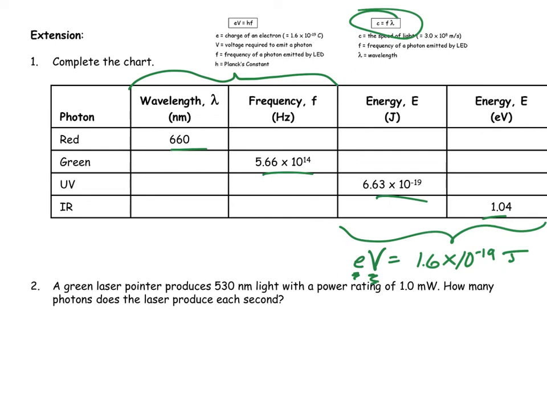Now remember, we determined that the energy of a photon is quite small, and this one is only putting out 1.0 milliwatts. So we'll have to figure out how many joules one photon is if it has a wavelength of 530 nanometers. Then we can figure out how many photons per second the laser produces.